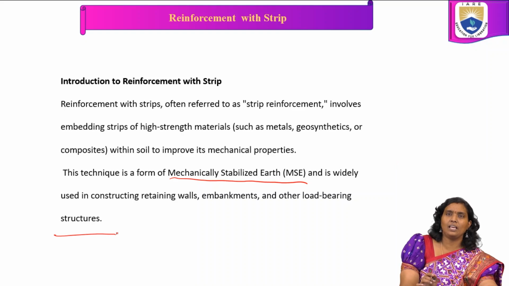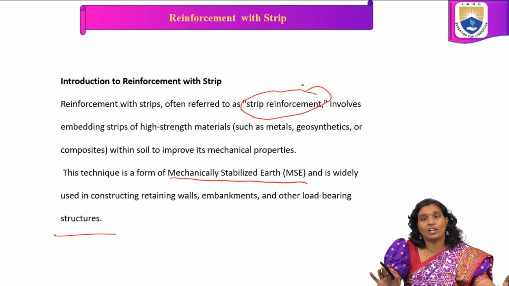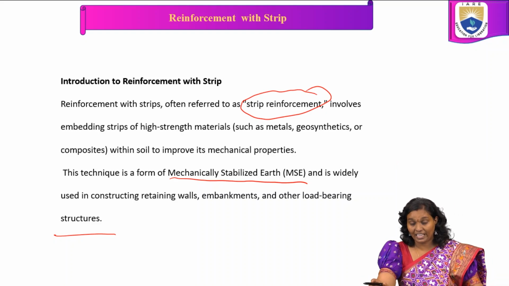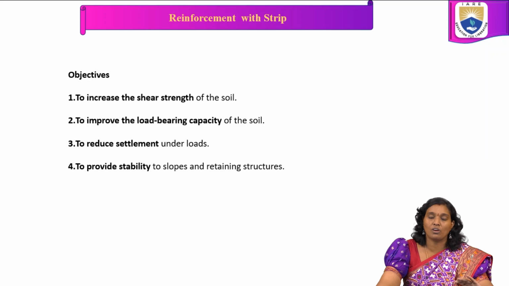It is nothing but the strip reinforcement, where we use high strength materials for getting the desired soil properties. These are the objectives of this lecture: to increase the shear strength of the soil, to improve the load bearing capacity of the soil, to reduce the settlement under loads, and to provide stability to slopes and retaining structures. These are the objectives of reinforcement with strip.